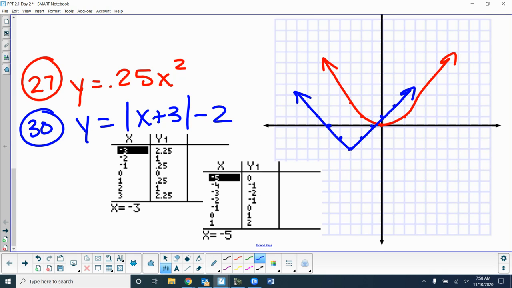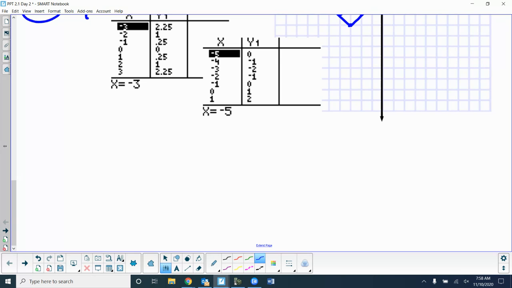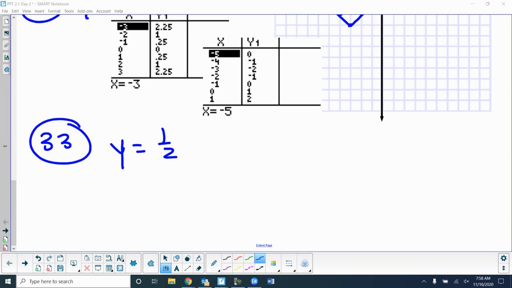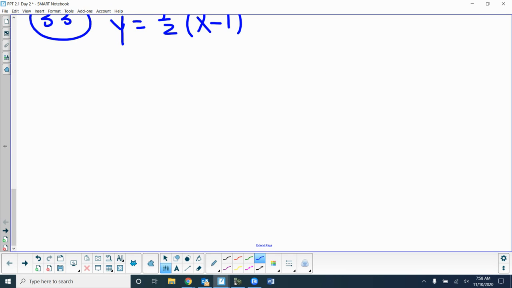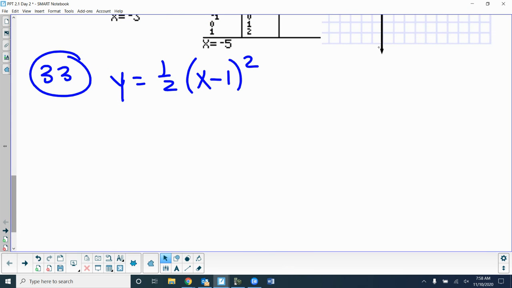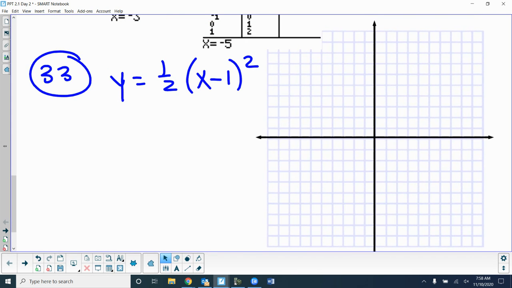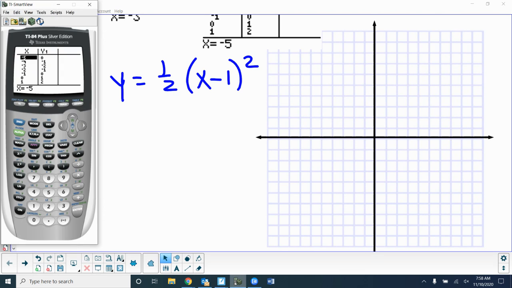33 was y equals 1/2 x minus 1 squared. So we got an x squared again. So it's going to be a parabola. Again, just use your calculator. Y equals, clear it out. 1/2 is 0.5. So I'll just do that. X minus 1 squared. Graph it.